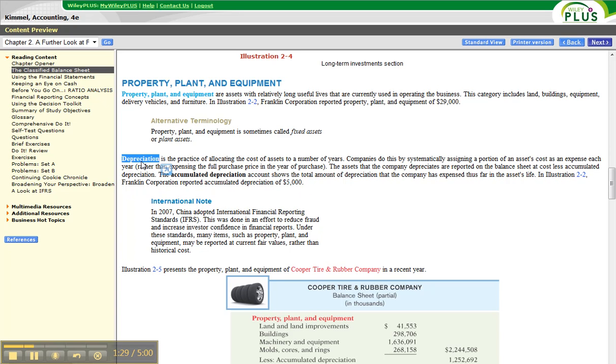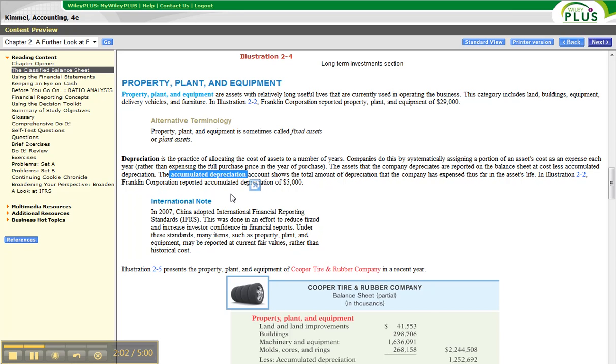We're used to seeing that word depreciation in our general lives, and it means that the value of something has gone down. In accounting, it does not mean that. It's not a value estimate at all. It is simply a process of allocating the cost of an asset over a number of years, whatever its useful life is. This account, accumulated depreciation, simply adds up all of the depreciation that has been allocated to expenses over the life of each individual asset.